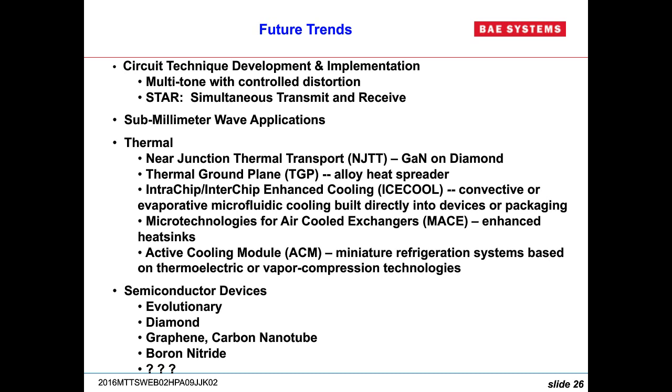Thermal ground plane, which is an alloy heat spreader. You've got to get the heat out of the semiconductor into the next level. ICECool takes that into the next level, into the devices and packaging. Then you get into heat sinks, air exchangers, refrigeration systems using thermoelectric and vapor compression technologies. So that's where I see the trends of the future going in terms of power amplifier development.